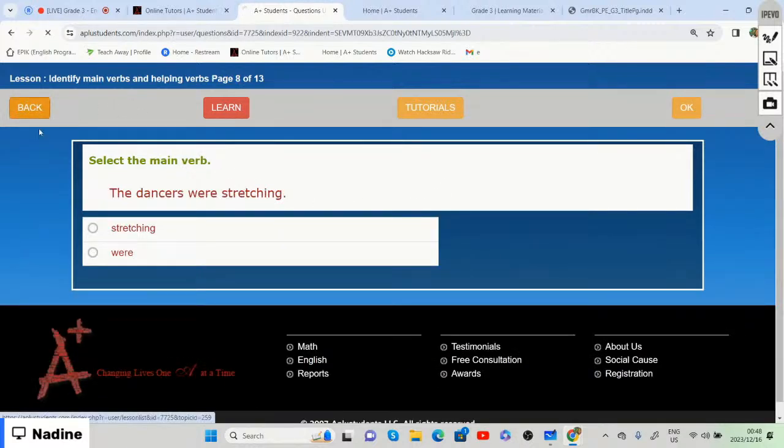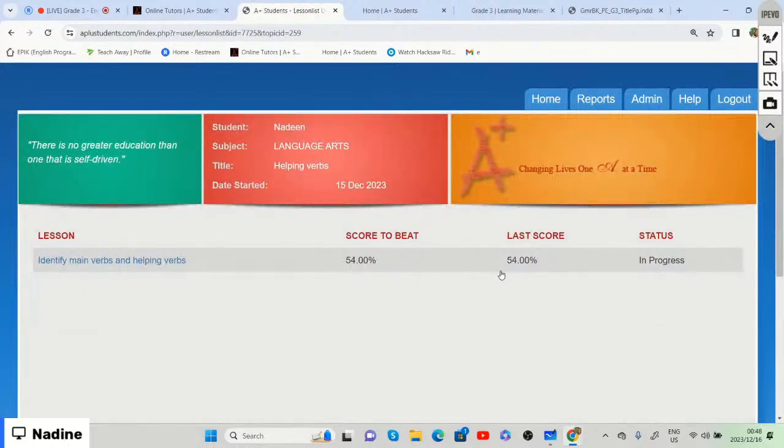All right, so that is now the end of our lesson on helping verbs. And we said helping verbs are the words that come before the main verb, and it helps the main verb to show the action, right? So you get helping verbs such as am, is, was, were, has, have, had, or will. And those are our helping verbs that basically help the main verb to show the action.